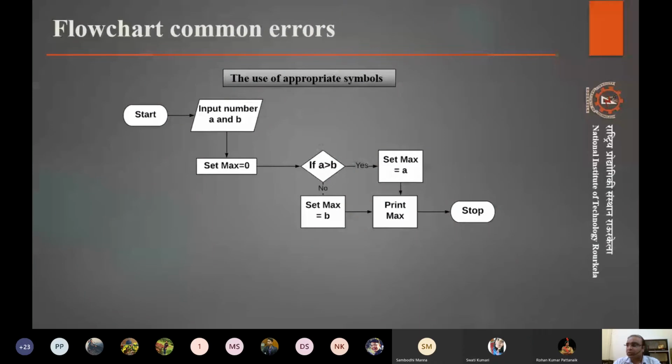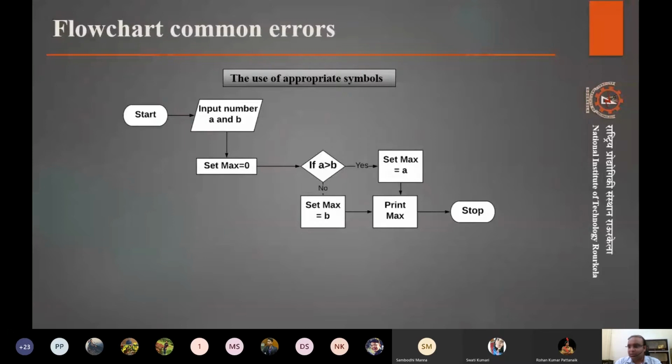So first, coming to that, one of the major was simply use of appropriate symbols. Now in this flowchart, I am trying to input two numbers. Again, the same thing, finding the maximum output, right, of the two numbers. Can someone tell me where have I made a mistake? Anyone?